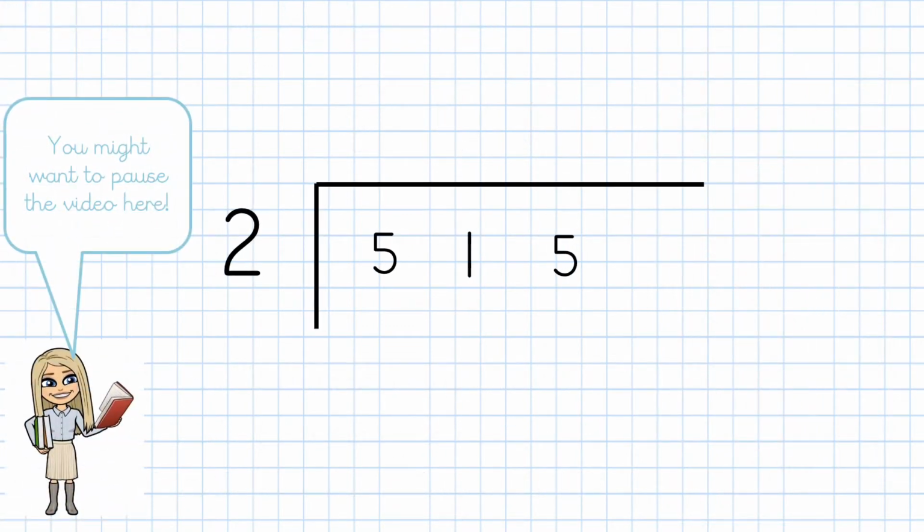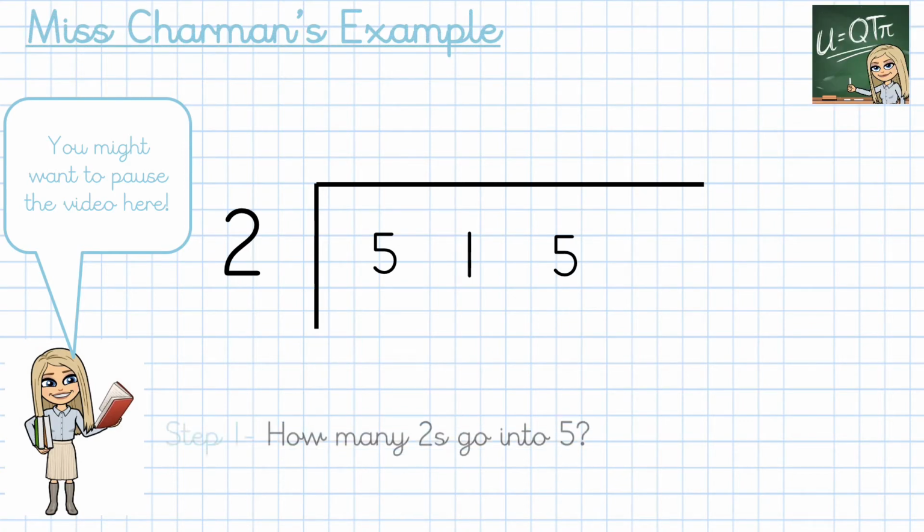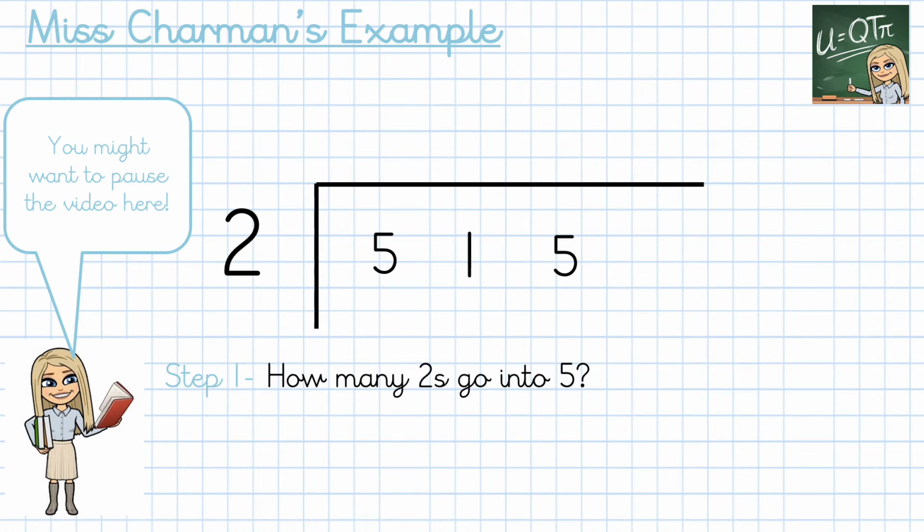I'm now going to give you another example. I'm going to work out what is 515 divided by 2. Just by looking at this calculation, I know there's going to be a remainder, because 515 is an odd number and we divide it by 2. Step 1. How many 2's go into 5?